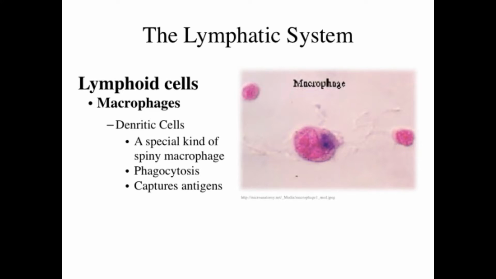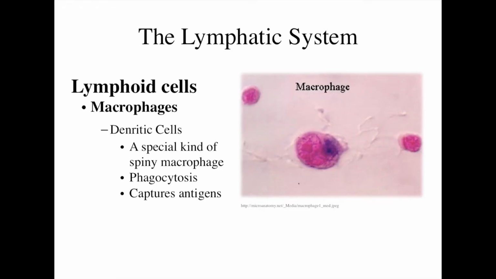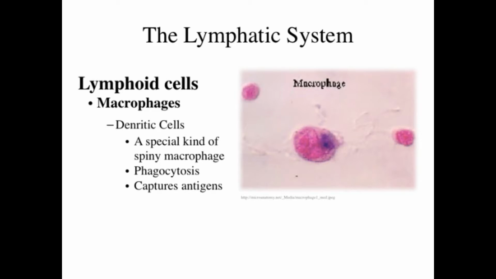Dendritic cells are a very special kind of spiny-looking macrophages found in lymphoid tissue. They phagocytize foreign substances and help activate T cells. They also capture antigens and bring them back to the lymph nodes.